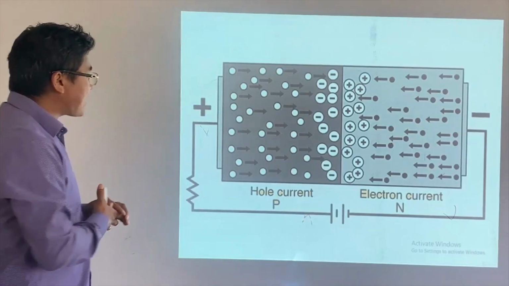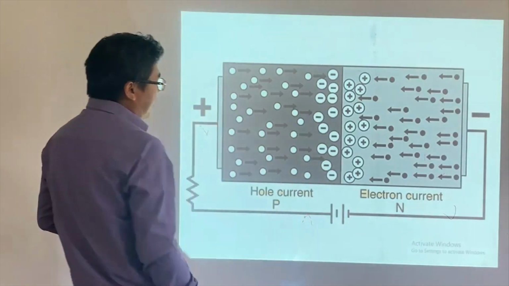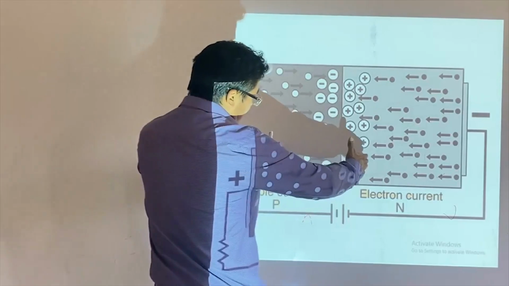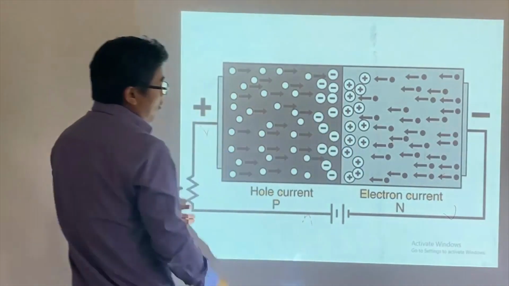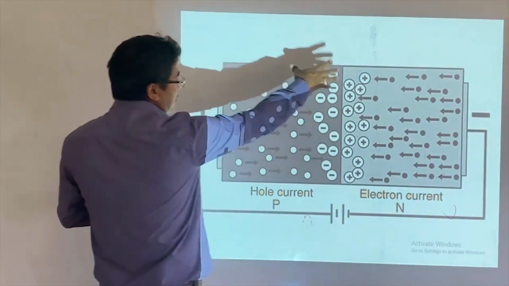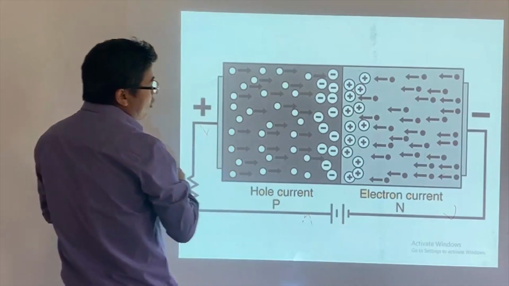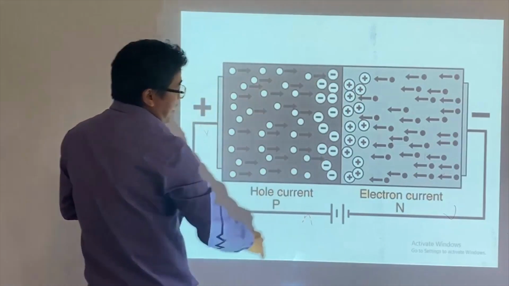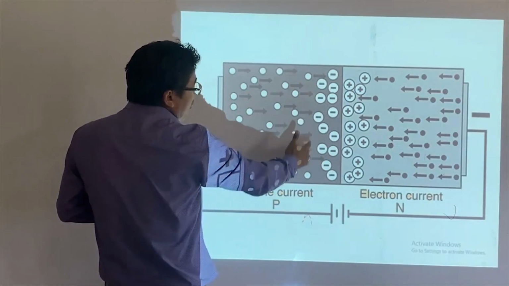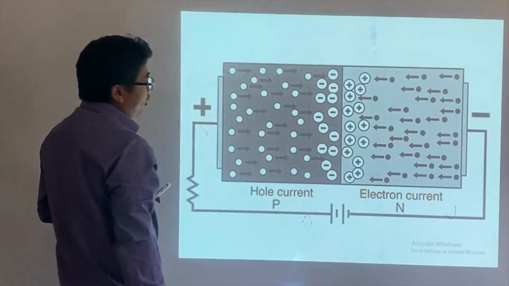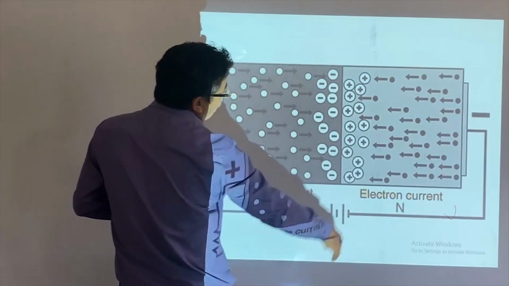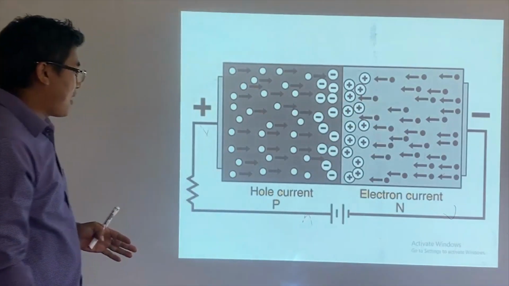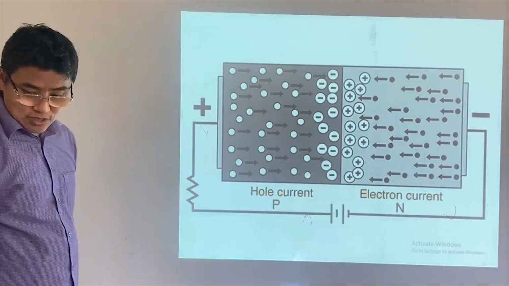And what happens once I apply a bias? Once I apply a potential difference, the potential barrier is going to reduce, due to which electrons get passed through this potential barrier, and more electrons get accumulated this side, and more holes get accumulated this side. Due to which there will be a current, right? So this is what we have.